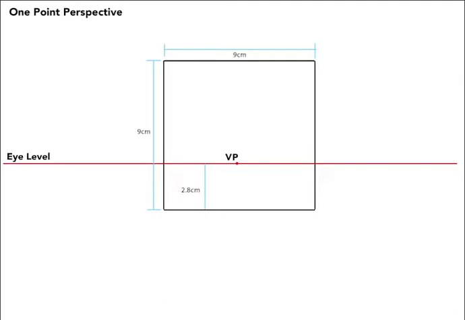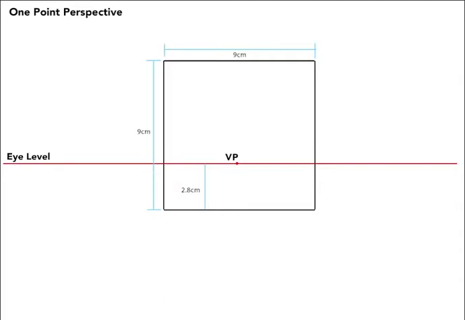So now that you have drawn the box, let's draw the sides of the wall, the floor, and the ceiling. So this is how you do it.